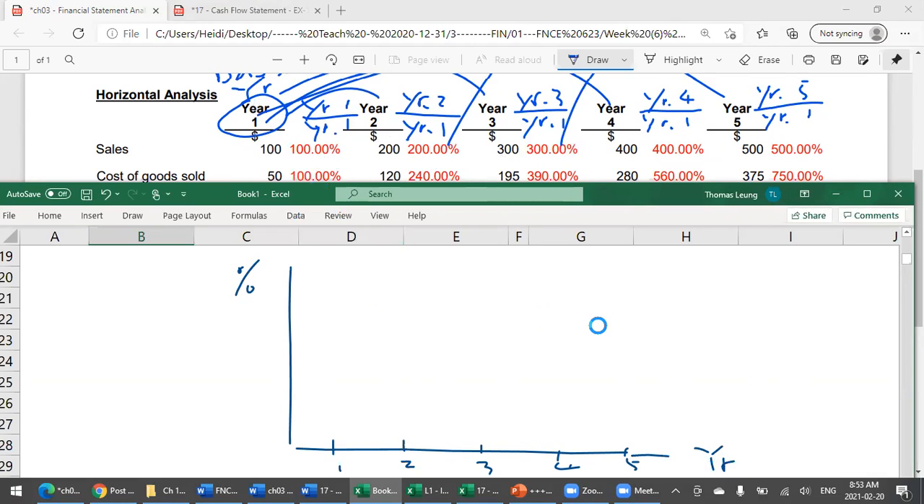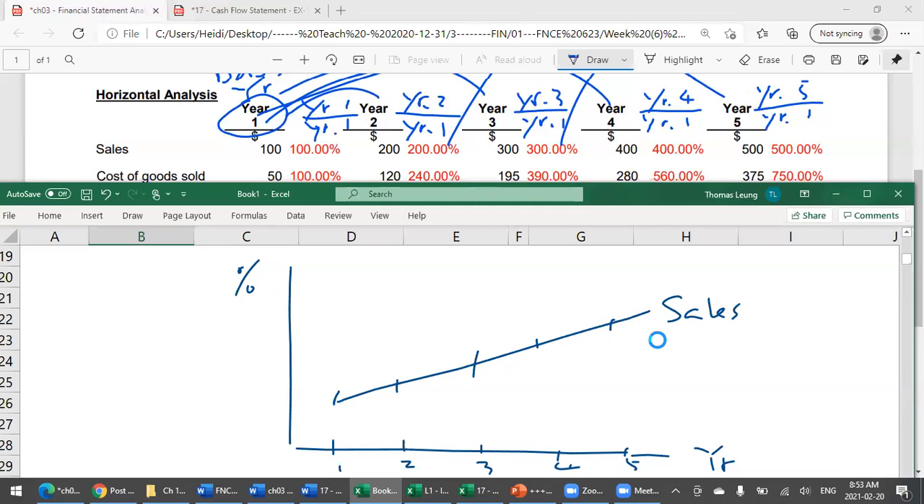So for sales, I want to plot a line for sales, okay? So I think the sales line looks like this. Year 1 here, 100%, 200%, 300%, 400%, and 500%. This is sales. Now, by comparing all other years to year 1 and finding the percentages, you can then draw a line on the graph.